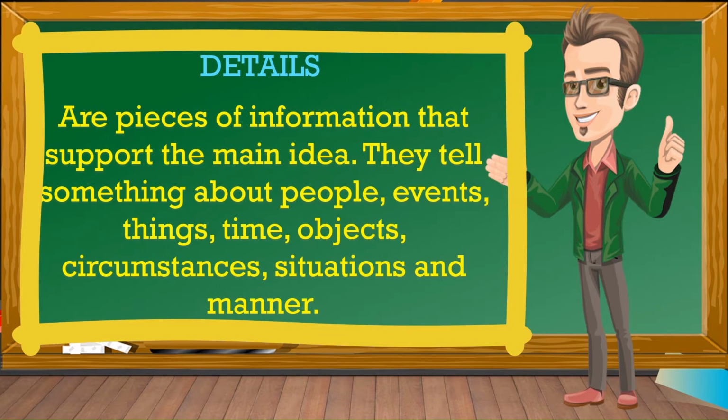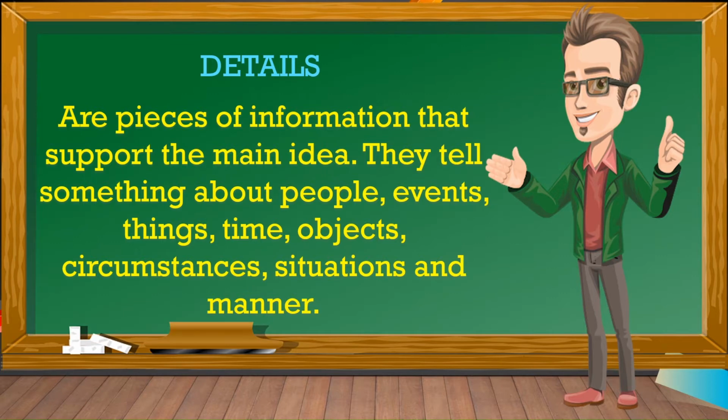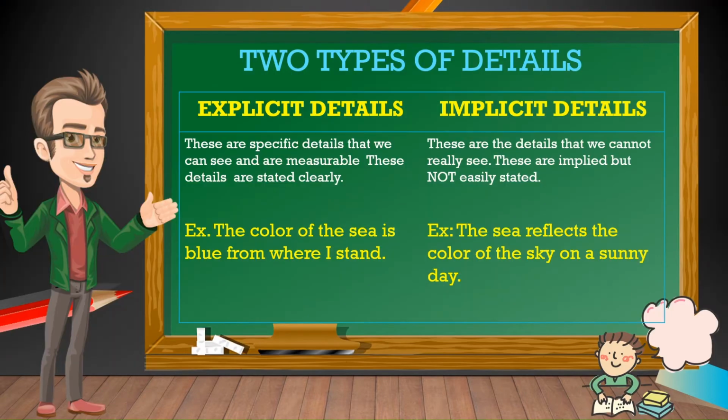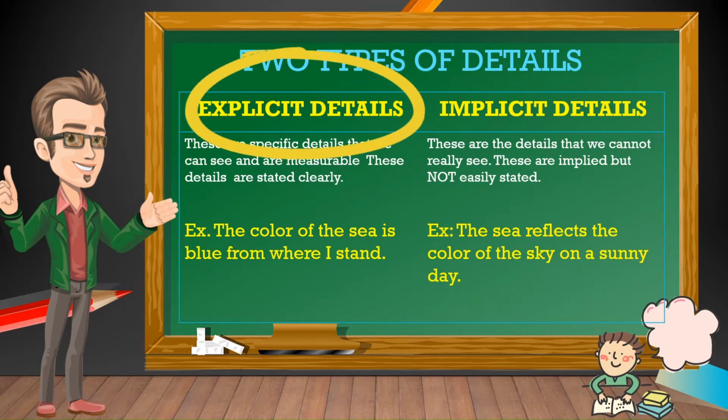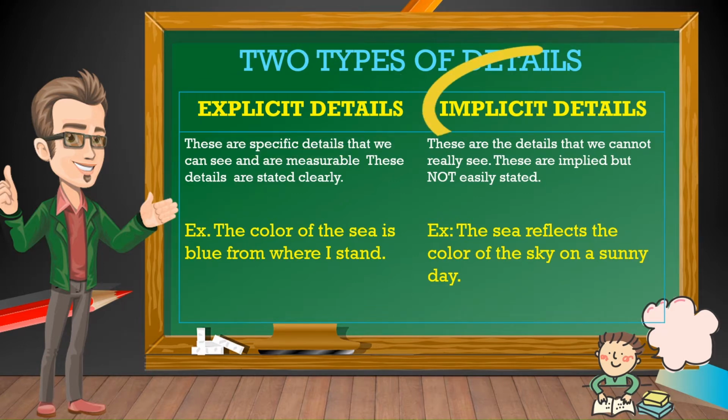Our first word is details. Details are pieces of information that support the main idea. They tell something about people, events, things, time, objects, circumstances, situations, and manner. Did you know that there are two types of details? We have the explicit details, and the other one is the implicit details.